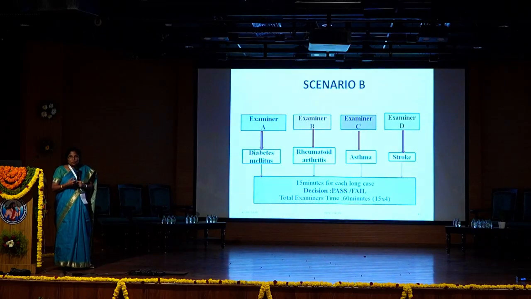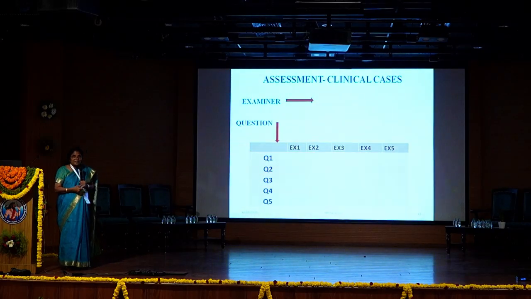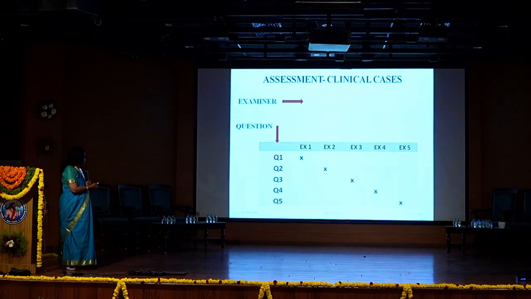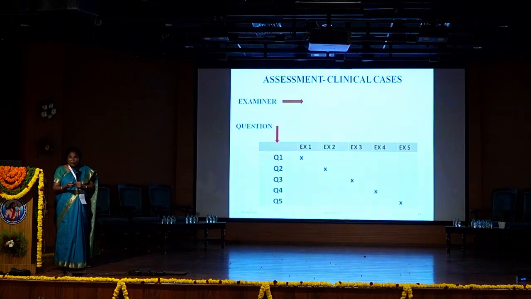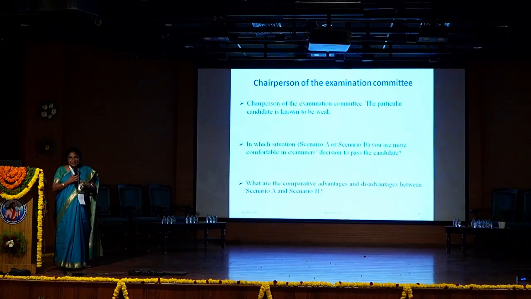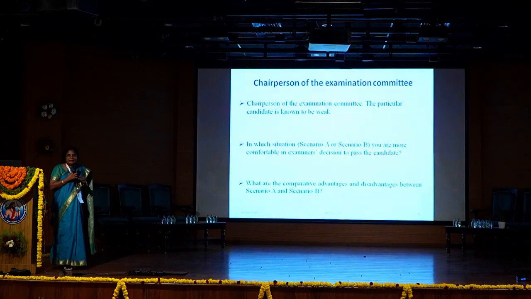What would be good when you are doing an assessment? For the assessment of a clinical case, we use a blueprint and the domains to which we want to give weightage, and different domains are given different weightage. Now as a chairperson, as an examiner, you have to think: the particular candidate is known to be weak in diabetes mellitus. So he is definitely going to do badly, because this is 60 minutes and 30 marks allocated, and the case is only one single case.